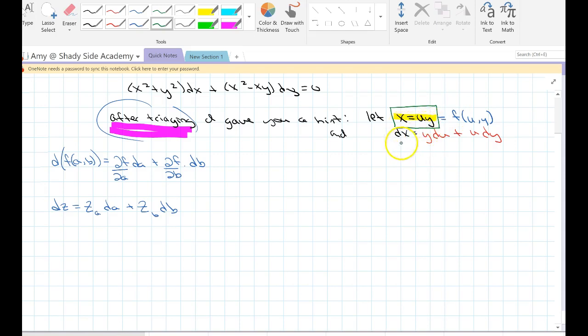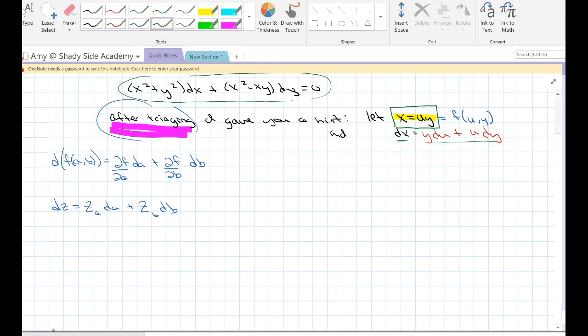x equals uy, dx equals y du plus u dy. What I'm going to do is, in this original differential equation, replace x with uy and dx with y du plus u dy. Let's do that with me and see what happens.